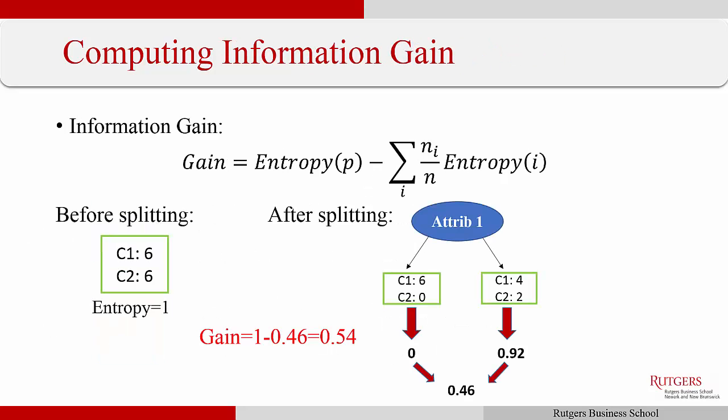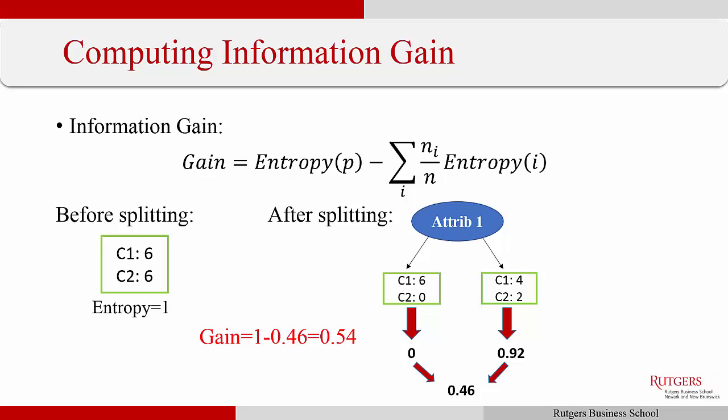And the next part is how can we compute the information gain, which is a very important value to choose the best split. The information gain equals the parent's entropy minus the children's entropy. In other words, it means the entropy before the splitting minus the entropy after the splitting. We just give you an example to understand it.